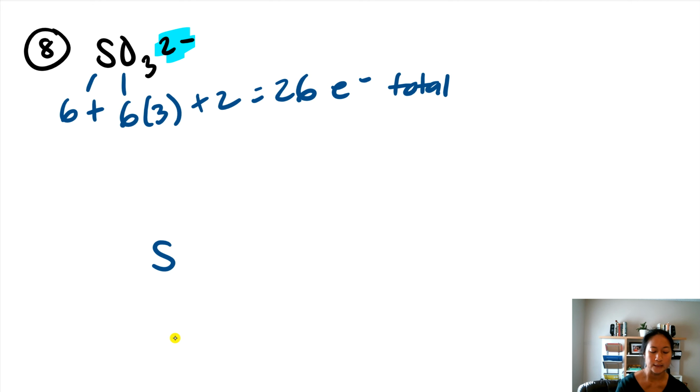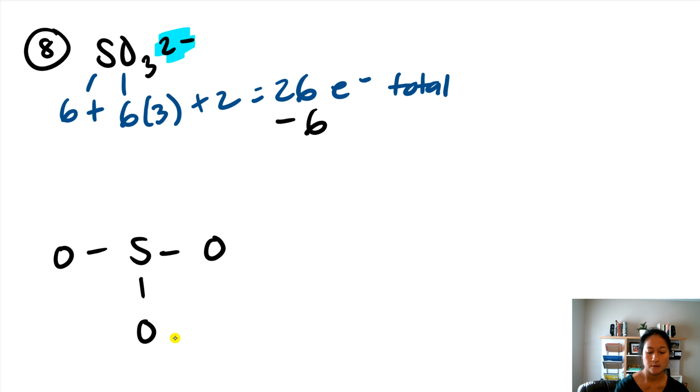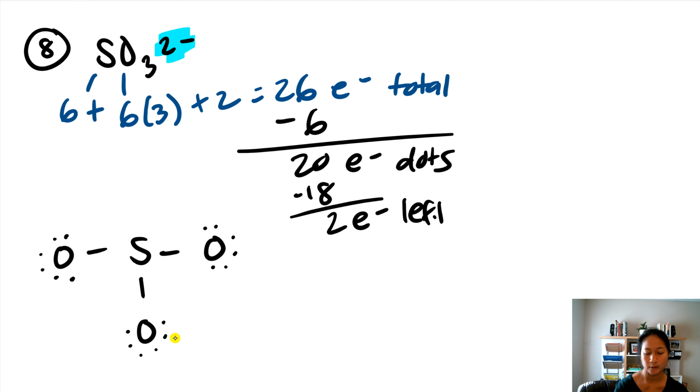Sulfur is going to go into the center. You're going to have oxygens around it, connected with single lines, single bonds. Subtract out 2, 4, 6 electrons. So you have 20 dots to draw. 1, 2, 3, 4, 5, 6, 7, 8, 9, 10, 11, 12, 13, 14, 15, 16, 17, 18. You got 2 left over. That means the center gets 2 dots.